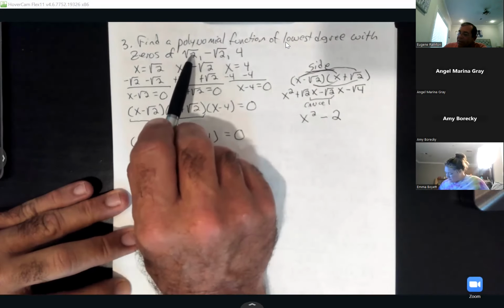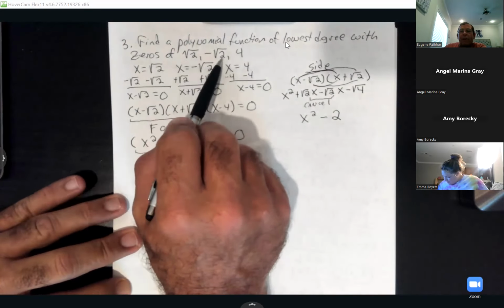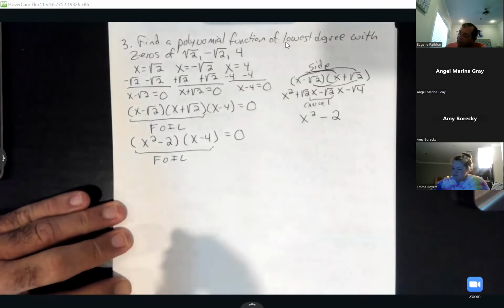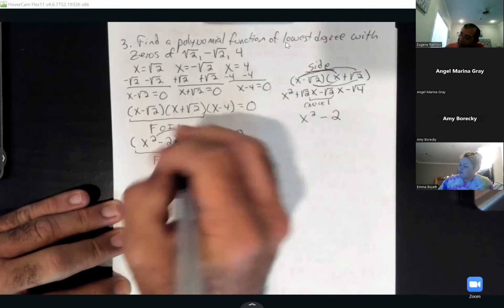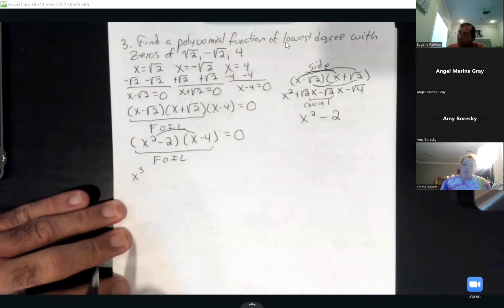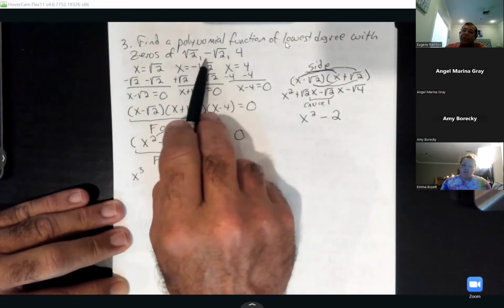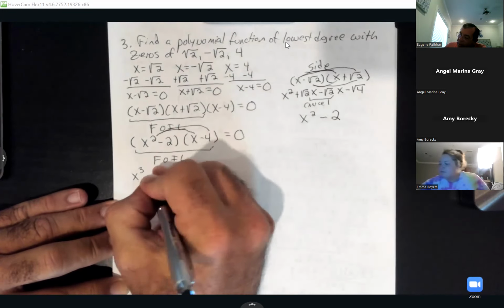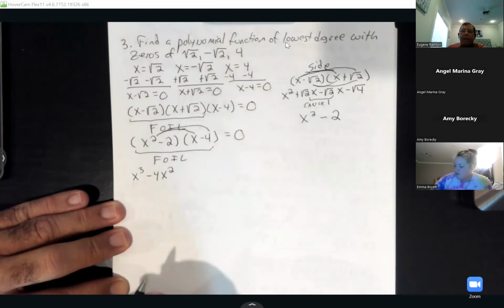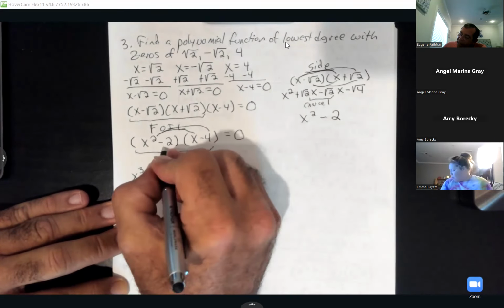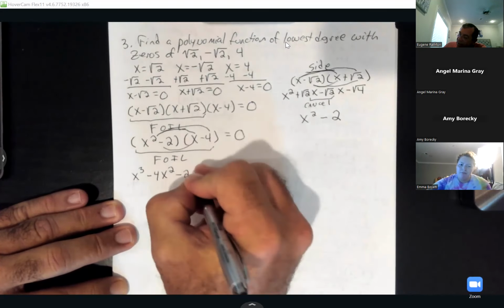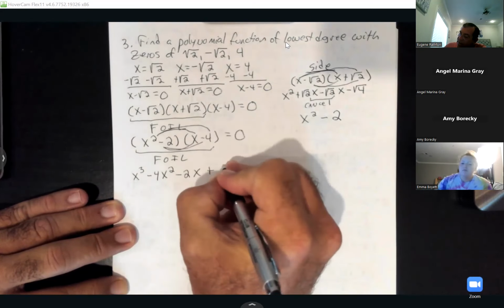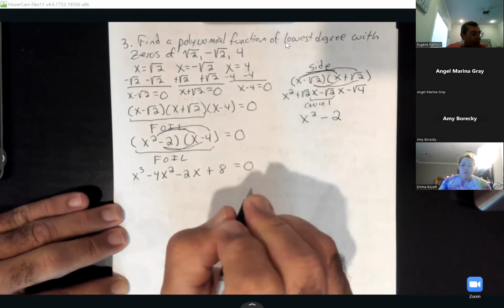And if you notice, every time they give me 3 zeros when I started, when I'm done, my highest exponent was a 3, okay? All right, y'all, here we go. X squared times x is the x to the 3rd, which we knew we had to get because we had 3 zeros. All right, x squared times negative 4 is a negative 4x squared. I got a negative 2 times x, which is a negative 2x. And then y'all, finally, that negative 2 times negative 4 gives me a positive 8 equal to 0.